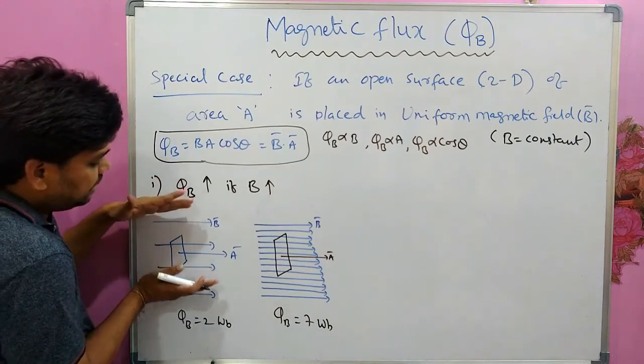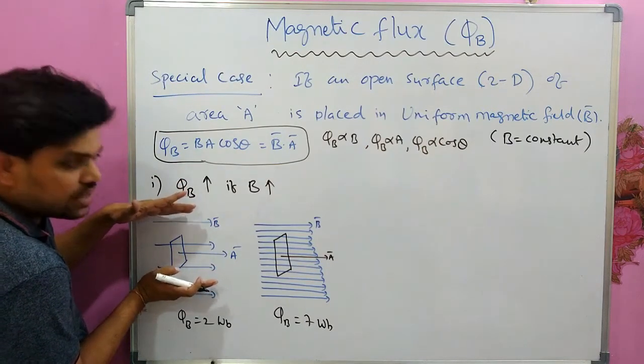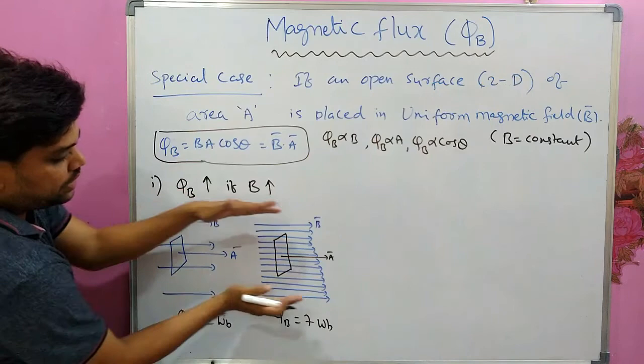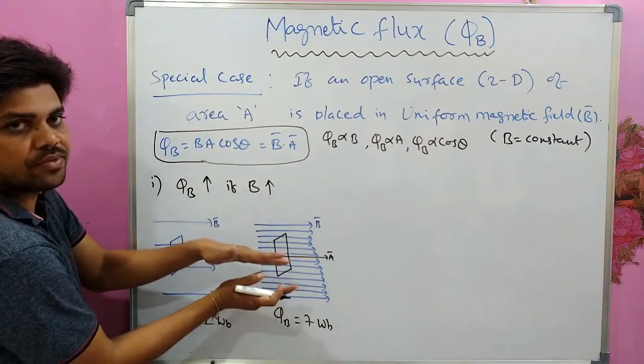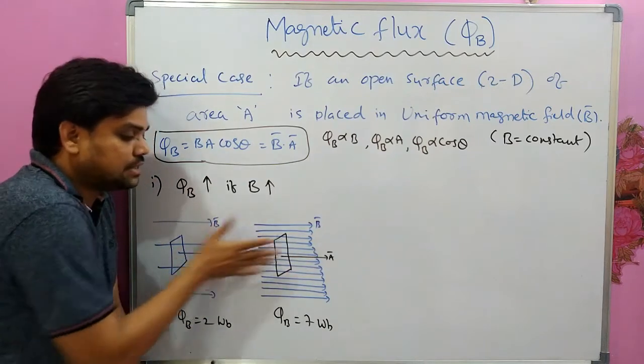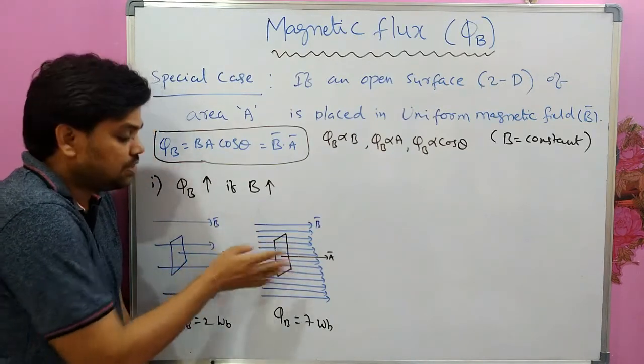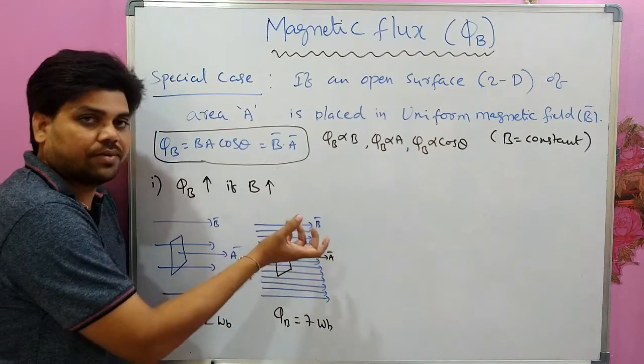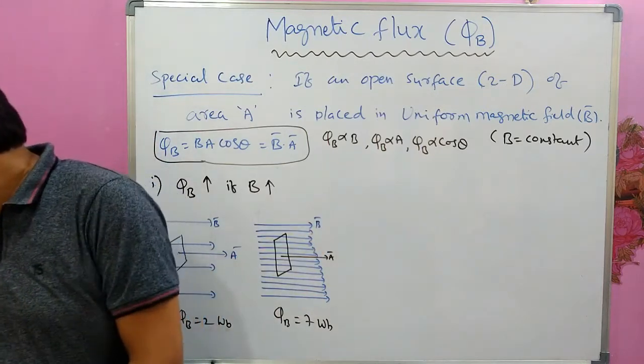See, the magnetic field here is weaker. Magnetic field is now stronger. The magnetic flux will increase. The number of magnetic field lines passing through the surface is now more. See, it's very, very simple.